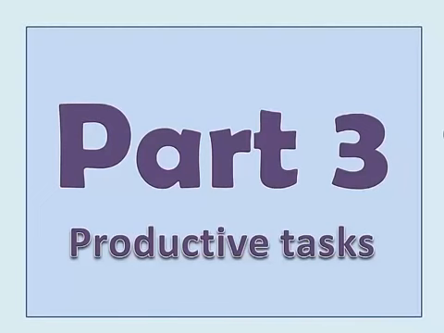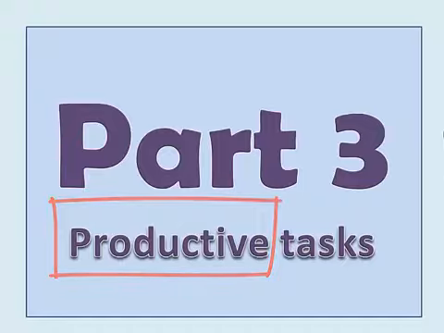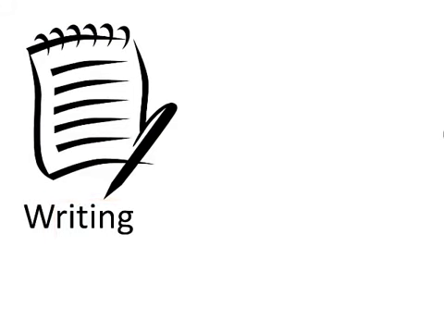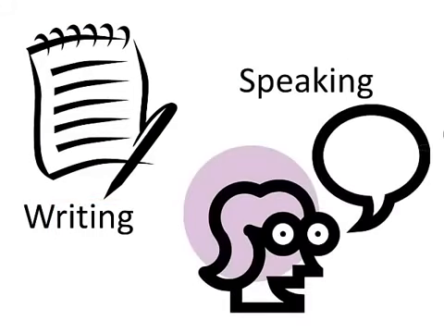Part 3 then is about productive tasks. Now, productive tasks are writing and speaking. So these are the two things that you need to consider. You don't need to consider both. You consider one or the other. That's fine.